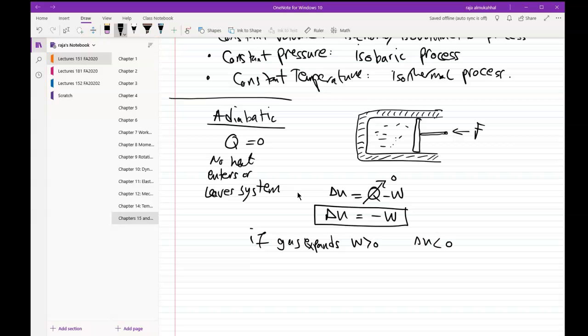And what will happen with the temperature? Is it going to increase or decrease when I expand? It's going to drop down, right? It's going to cool off.